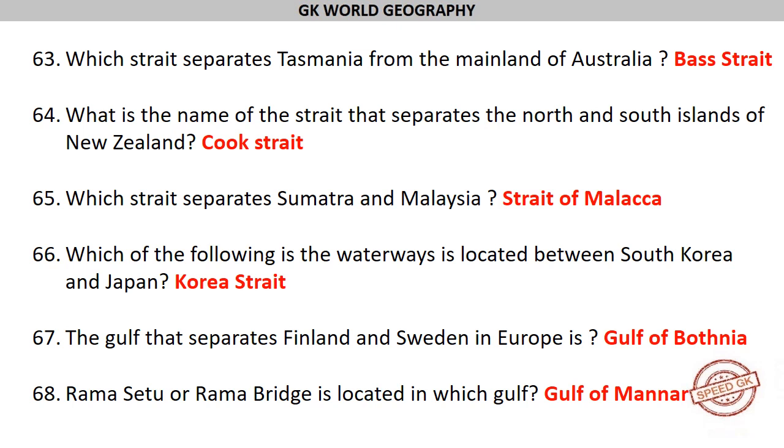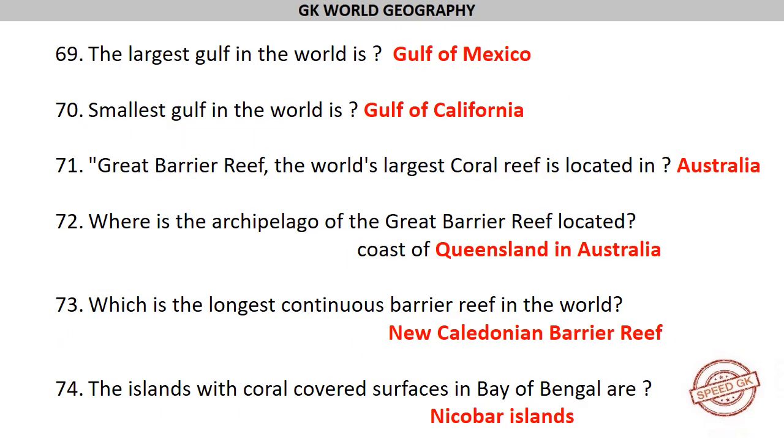The gulf that separates Finland and Sweden in Europe is Gulf of Bothnia. Rama Setu or Rama Bridge is located in which gulf? Gulf of Mannar. The largest gulf in the world is Gulf of Mexico. Smallest gulf in the world is Gulf of California.